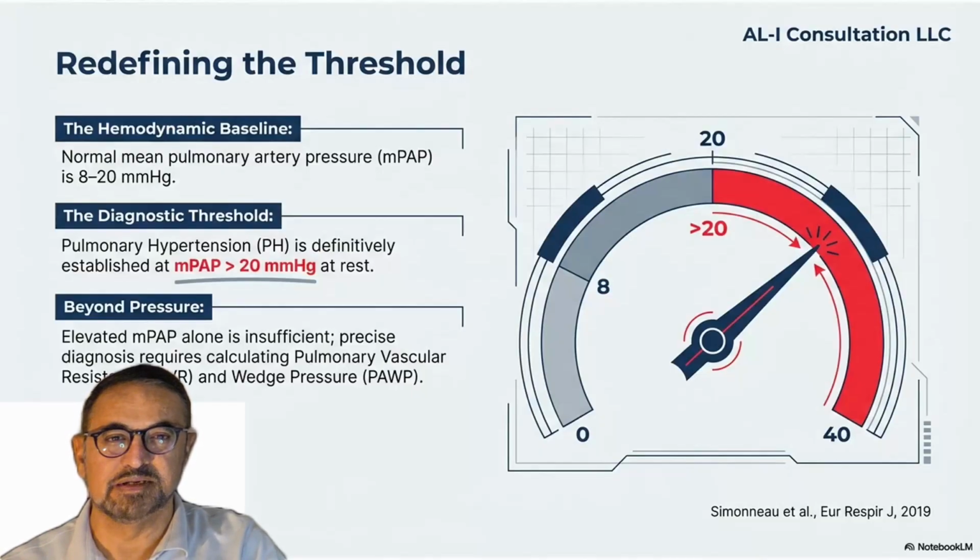This is the first big trap to avoid. Never diagnose a pulmonary vascular syndrome from one pressure number in isolation.